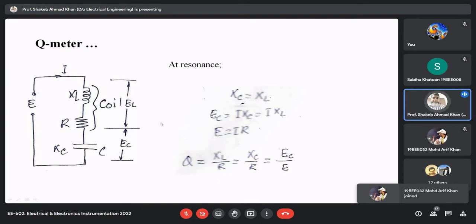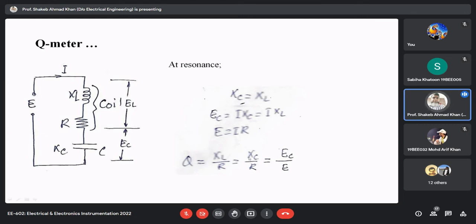Since in a resonance circuit, when resonance is achieved, we can replace XL by XC, and it will be XC upon R. Now we will multiply the current: I XC upon I R. Whatever amount of current we multiply in the numerator, the same amount we multiply in the denominator, so the ratio remains the same.